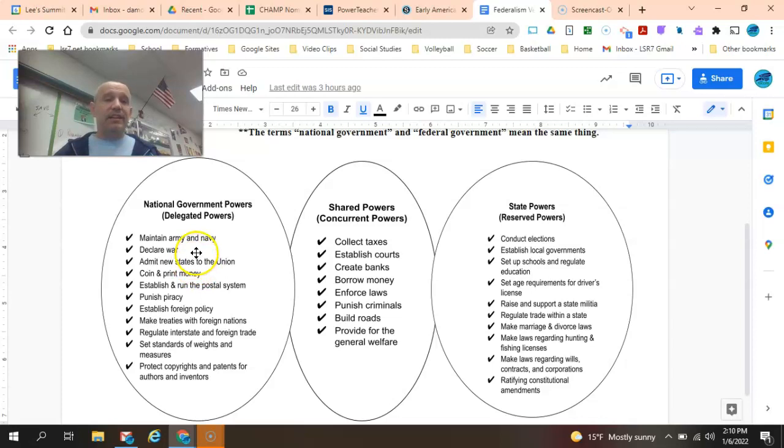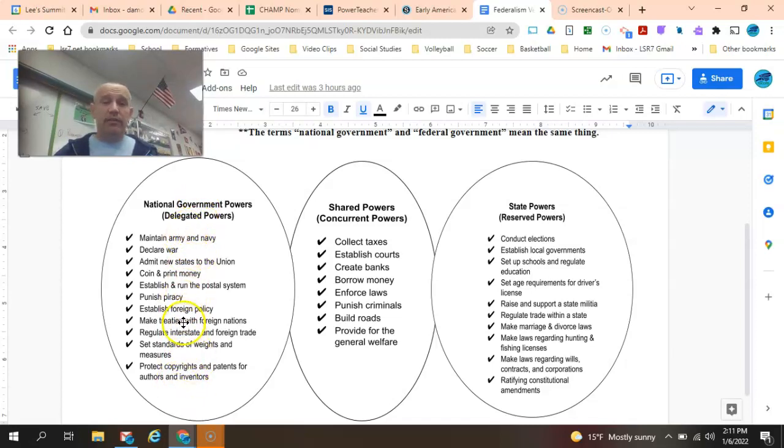Something else to look at, declaring war. Again, the state of Texas can't declare war on Mexico. The state of North Dakota can't declare war on Canada. California can't declare war on Russia, okay? Only the federal government or the national government can declare war. And as we talked about earlier this week in some of our readings, the power to declare war does not rest with the president. The power to declare war against another nation is Congress's power. So Congress votes on who we go to war with. All right, so there's a list there of delegated powers.